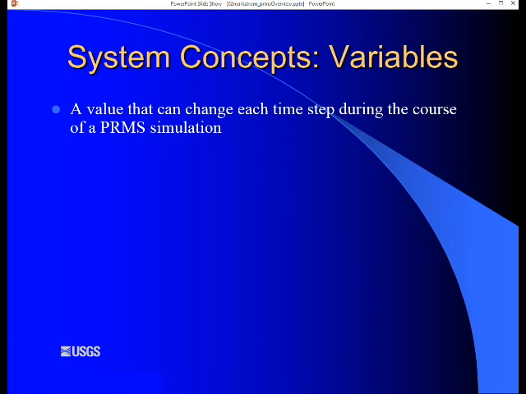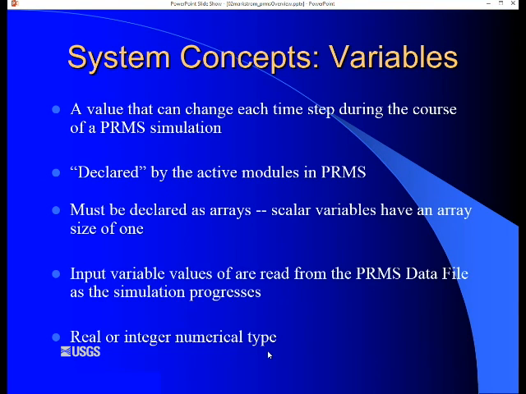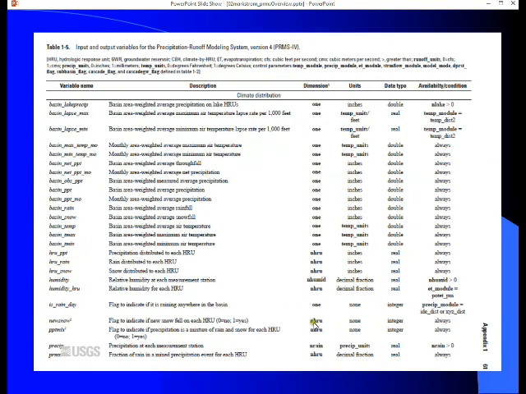PRMS also has a concept of variables. A variable is a value that can change each time during the simulation. Likewise, they are declared by the active modules in PRMS as well. They must be declared as arrays, just like the parameters. Not all variables are input, but the input variables are read from the data file and are real or integers. Table 1-5 lists all of the input and output variables. It's another big table in the appendix of the PRMS User's Guide. You can see the variable names, descriptions again, dimensions, units, the types, and some notes about using that particular variable.